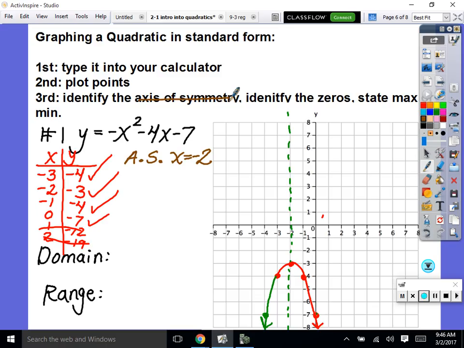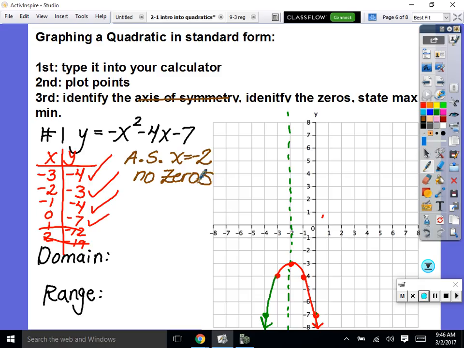Identify the zeros. Is it ever crossing the x-axis? No. So there are no zeros. Does everybody understand? This is when we have imaginary solutions happen, which we'll do later. But do you see how it never crosses? So there are no zeros in this particular problem.